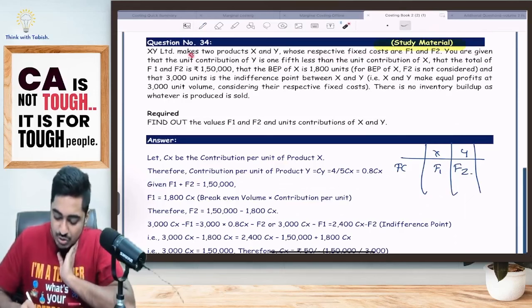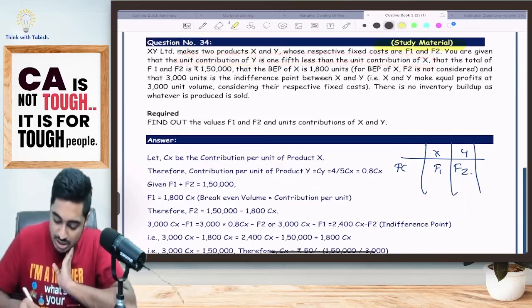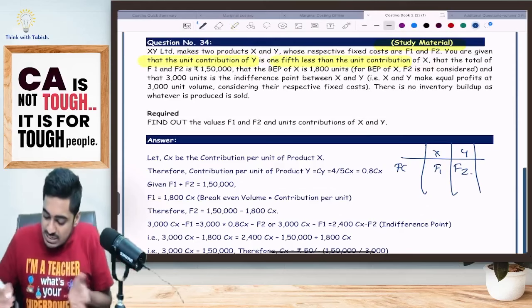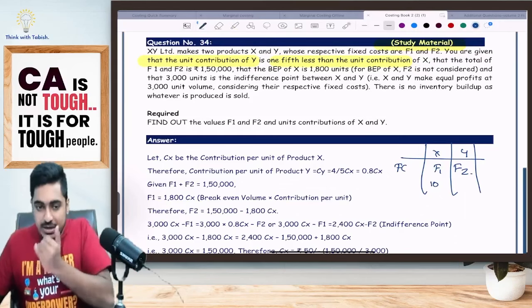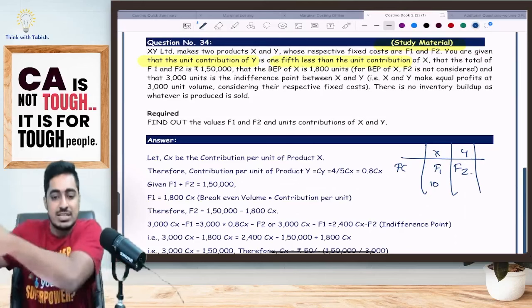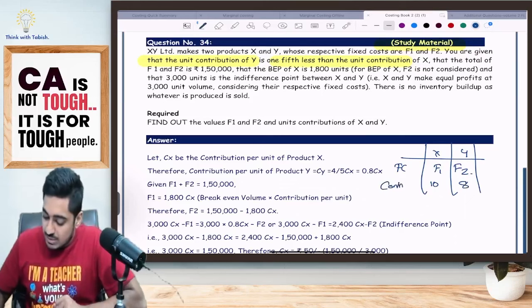You are given that unit contribution of Y is 1/5 less than unit contribution of X. What is it telling? Contribution per unit of Y is 1/5 less than contribution per unit of X. That means if X was earning 10 rupees, Y will be earning 1/5 less. 1/5 means 20%. So 10 minus 20%, 8 rupees it would be earning. Yes or no, everyone? Now, do I know how much X is earning?